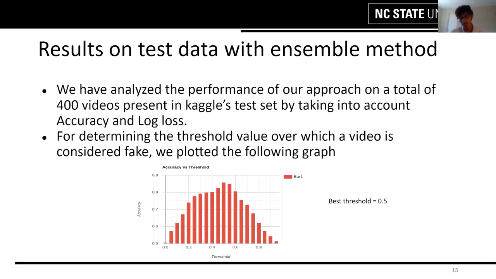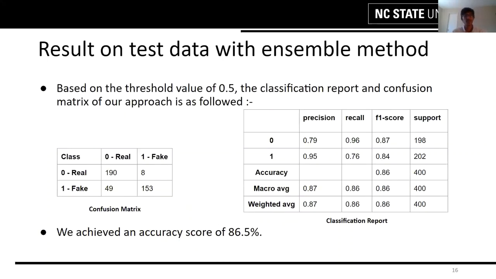We first needed to decide a threshold above which we would consider a video as fake. So from the plot, we can see that with a threshold of 0.5, we get the best accuracy on the test set. And so we considered 0.5 as our threshold value. Here, based on the threshold value of 0.5, we can see the classification report and confusion matrix.